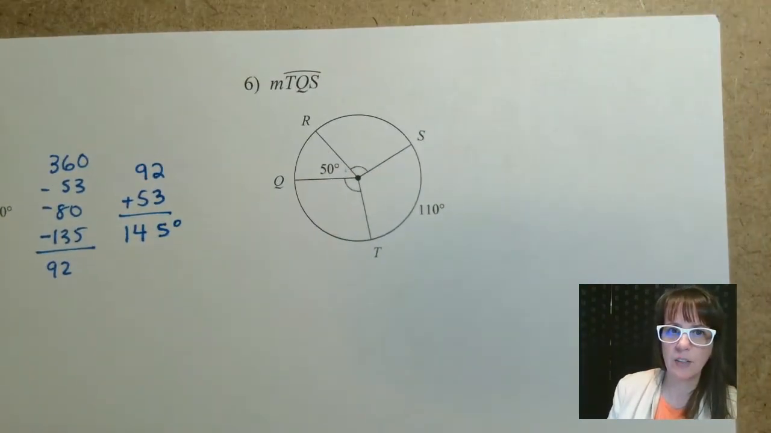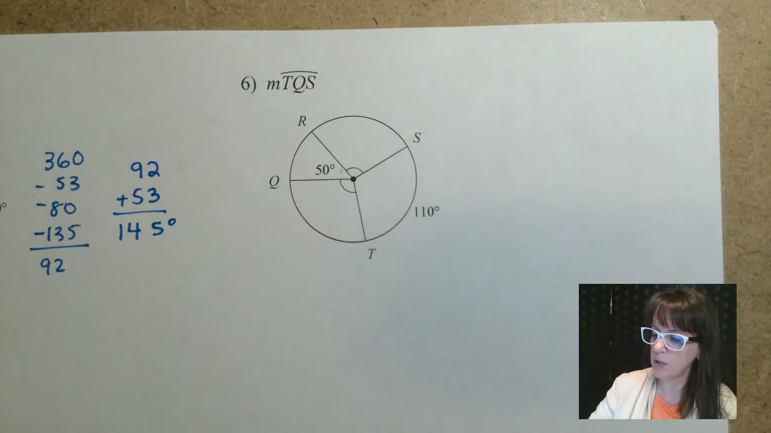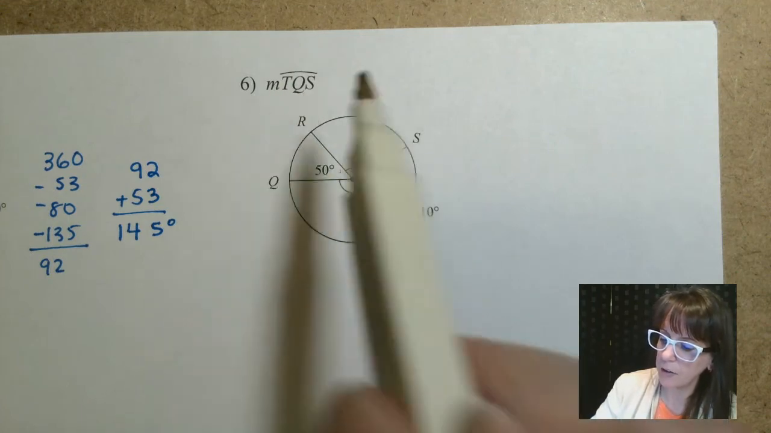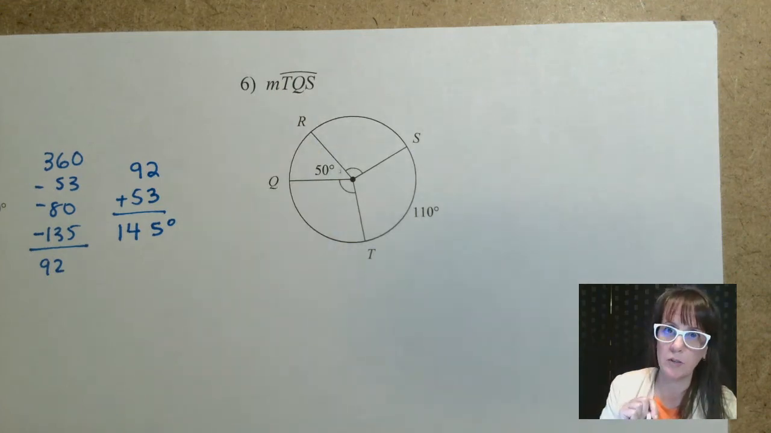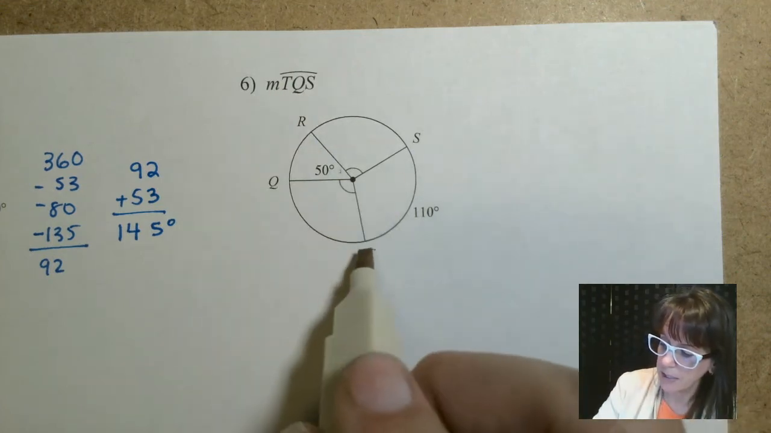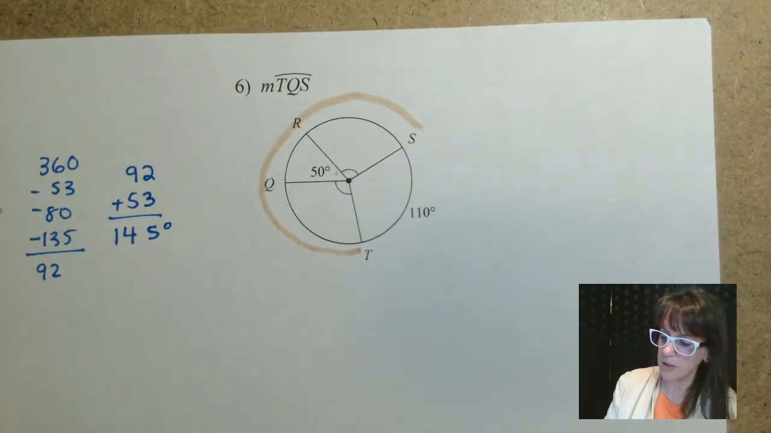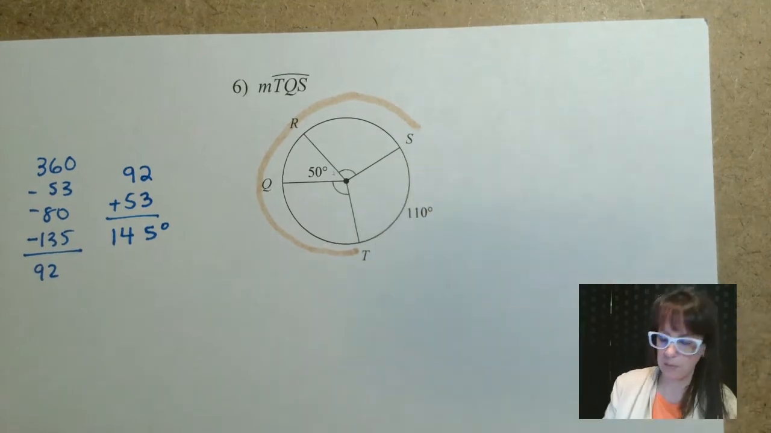All right, let's take a look at this one. So the measure of arc TQS. So TQS, because it's got all three, it's the major one, meaning it's more than 180 degrees. So we're going to go from TQS around that way. If they just said TS, we would be doing this, and that would be easy because it would be 110, since we're already told that.